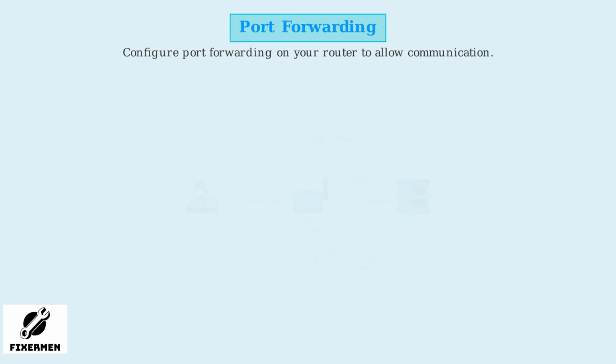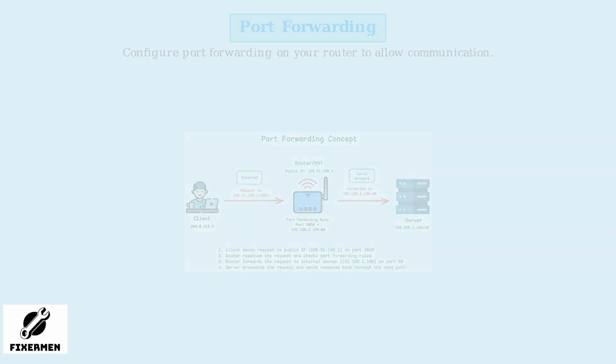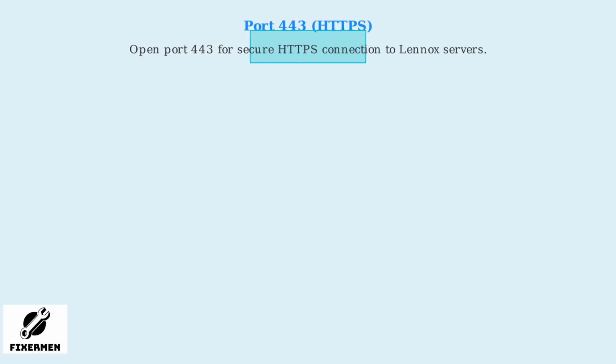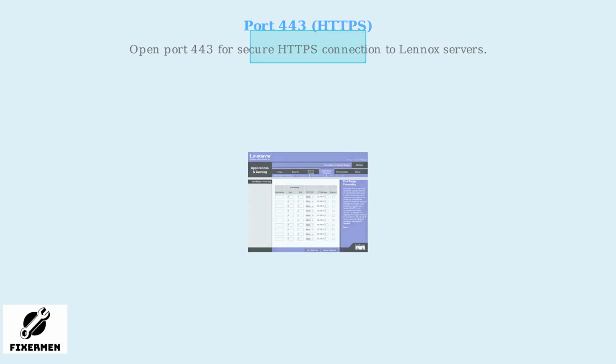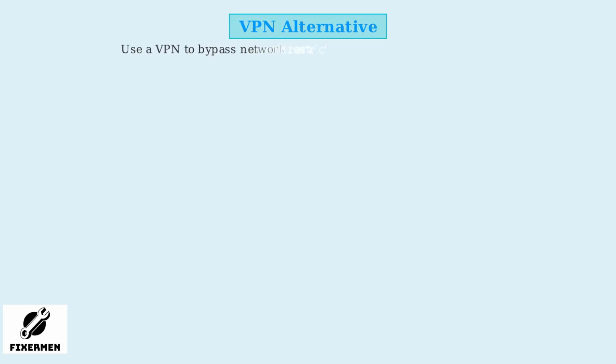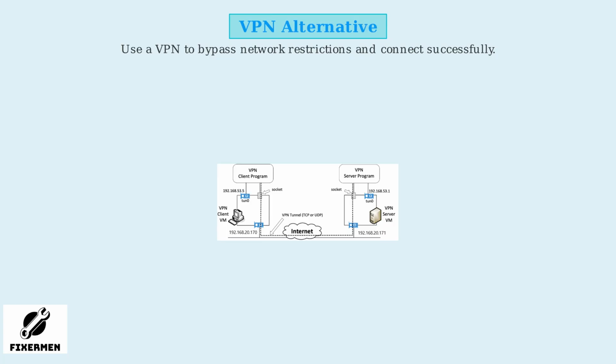necessary connections. If your network diagnostic indicates a firewall issue, you might need to configure port forwarding on your router. This allows external traffic to reach specific ports on your local network. Specifically, ensure that port 443, which is used for HTTPS communication with Lennox's servers, is open for traffic. As a last resort, some users have reported success using a VPN to bypass network-specific restrictions that might be blocking the connection. Consult your router's manual or contact your ISP for assistance with port forwarding configuration.